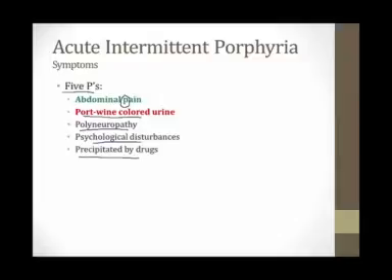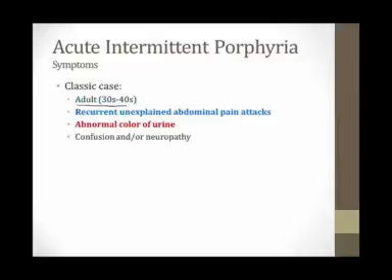In actual life, these symptoms are so diffuse and nonspecific that this disorder often goes undiagnosed for a long period of time until some astute clinician makes the diagnosis. So the classic case is an adult in their 30s or 40s. For reasons that are poorly understood, this disorder usually does not present in childhood. The patient will have recurrent unexplained abdominal pain attacks, there will be an abnormal color of the urine, and there will also be confusion and or neuropathy.